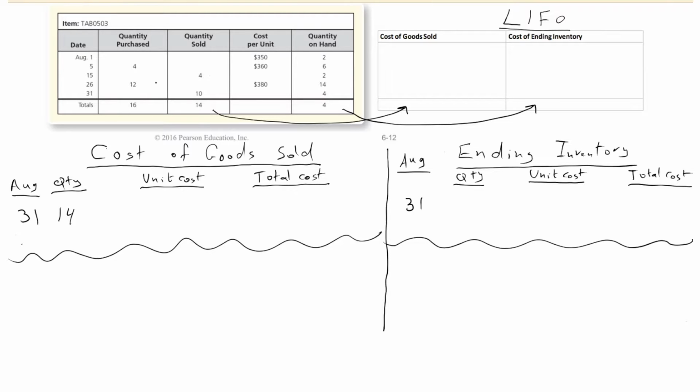And the reason why we do that is because we're going to calculate our cost of goods sold at the end of the month. That means that day, we know already that we purchased 12 units for $380 each, because that happened before the August 31st. Okay.